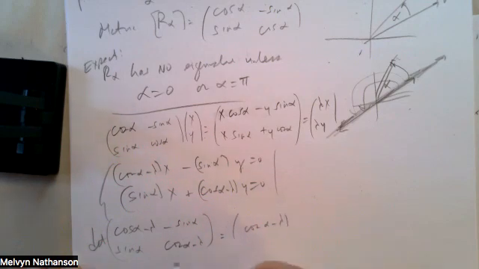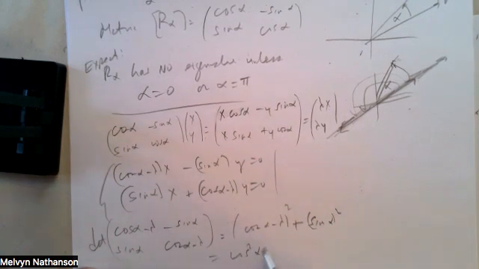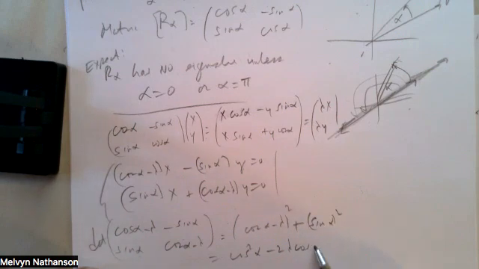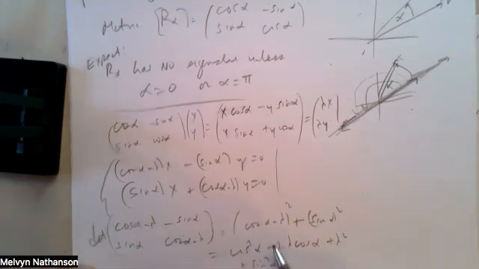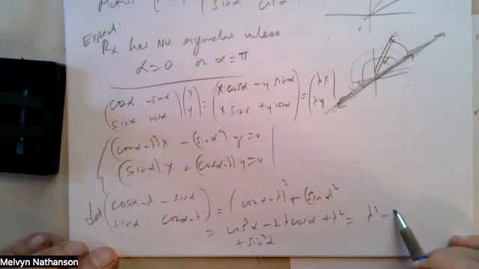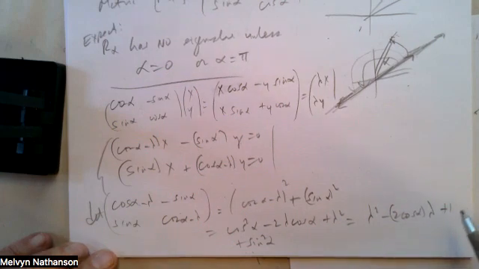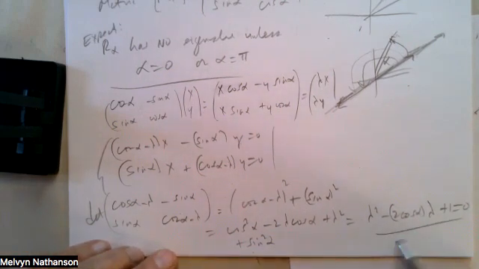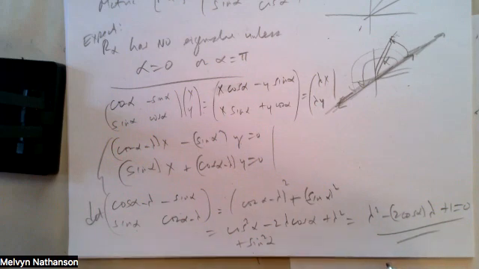cosine alpha minus lambda squared minus sine alpha times sine alpha plus sine alpha squared. This is cosine squared alpha minus 2 lambda cosine alpha plus lambda squared plus sine squared alpha. Cosine squared plus sine squared is 1. So this is lambda squared minus 2 cosine alpha times lambda plus 1. And we want to know for what lambda is this equal to 0.